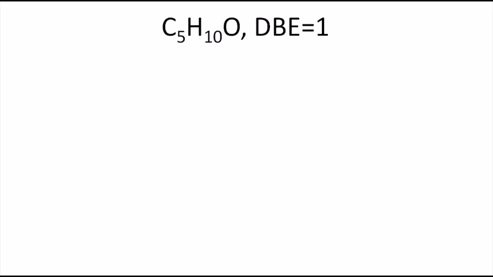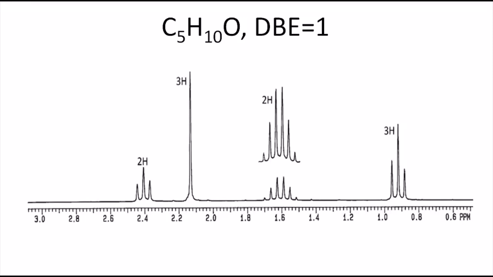Let us take an example, a compound with molecular formula C5H10O. If you calculate the double bond equivalent, it is 5 minus 10 by 2, that is 5 minus 5 equal to 0, plus 1, and therefore the double bond equivalent will be 1. Right, this is the NMR spectrum of the compound. Can we find out the structure for this molecule? Let us analyze the NMR spectrum in detail. What is this signal about?